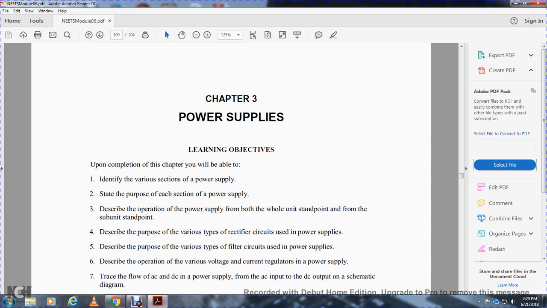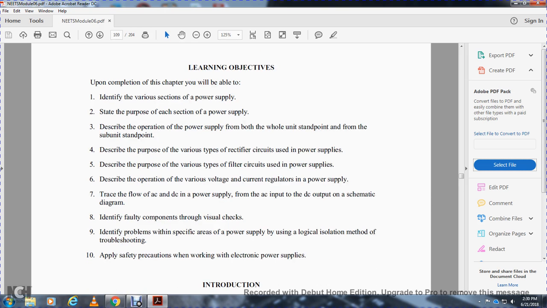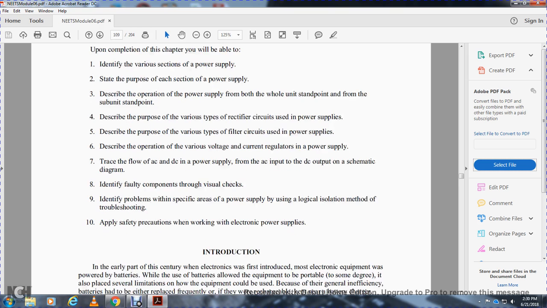Learning objectives. Upon completion of this chapter, you will be able to identify the various sections of power supplies, state the purpose of each section of the power supply, describe the operation of a power supply both as a whole unit and from the standpoint of its subunits, describe the purpose of the various types of rectifier circuits used in power supplies, describe the purpose of the various types of filter circuits used in power supplies, describe the operation of various voltage and current regulators in power supplies, trace the flow of AC and DC in a power supply from the AC input to the DC output using a schematic diagram, identify faulty components by visual check, identify the problem-specific area of the power supply by using the logical isolation method of troubleshooting, and apply safety precautions when working with electronic power supplies.